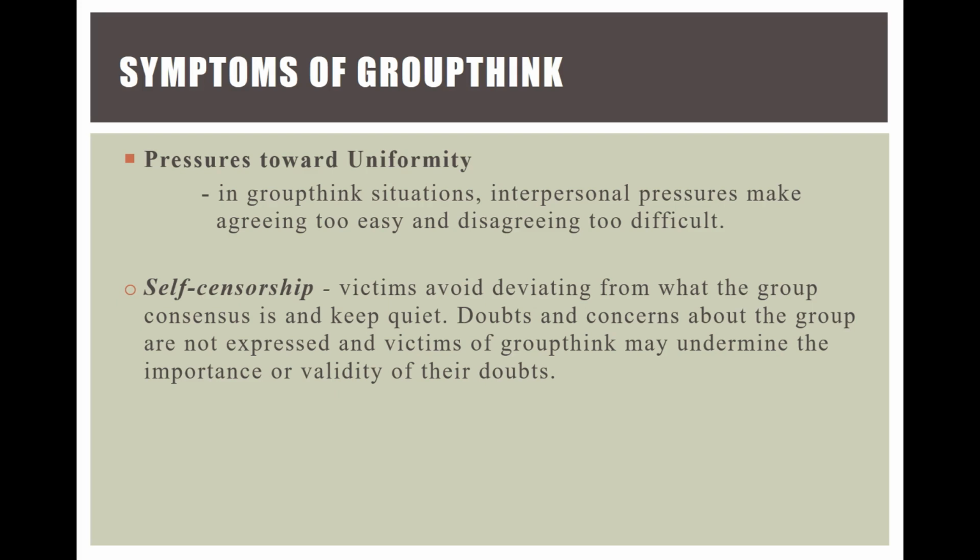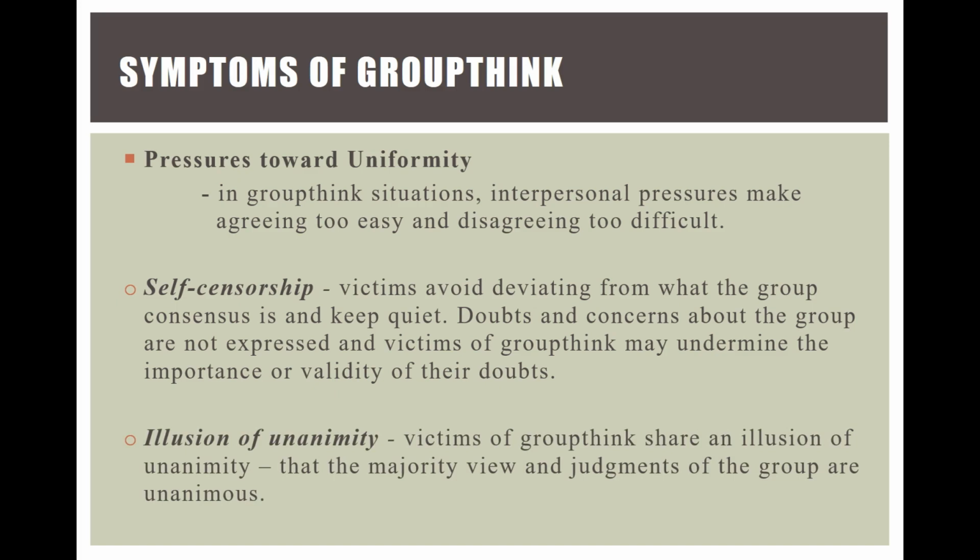Their doubts and concerns about the group are not expressed, and victims of groupthink may undermine the importance and validity of their doubts. So in this indicator of this symptom, pressures toward uniformity, although some members of the group privately feel uncertain about a group's plan or decision, they still keep their doubts to themselves, because in this self-censorship they don't express themselves and they just keep quiet.